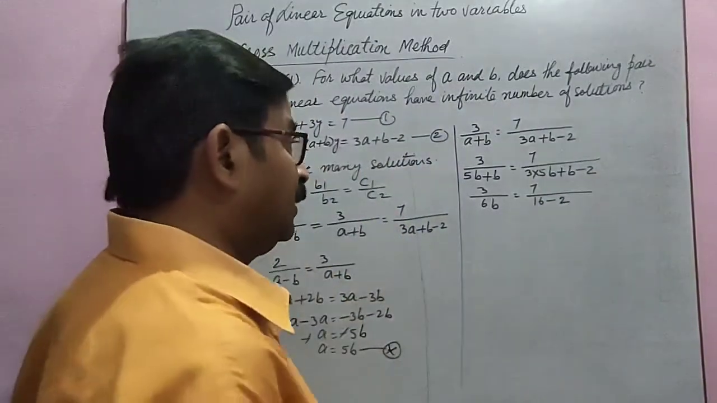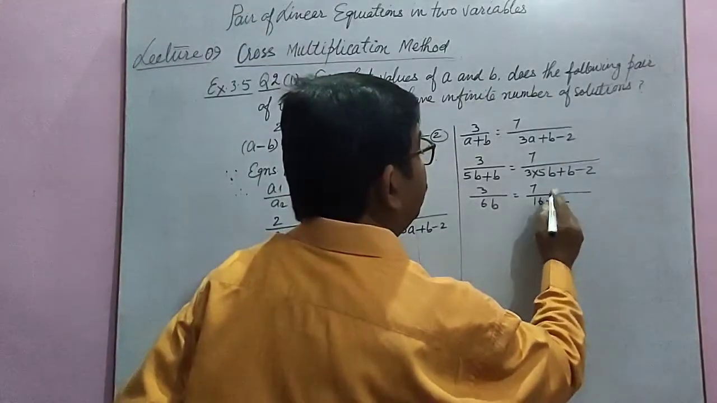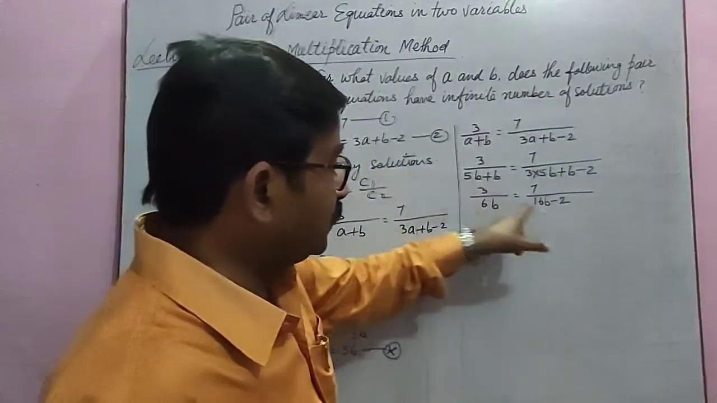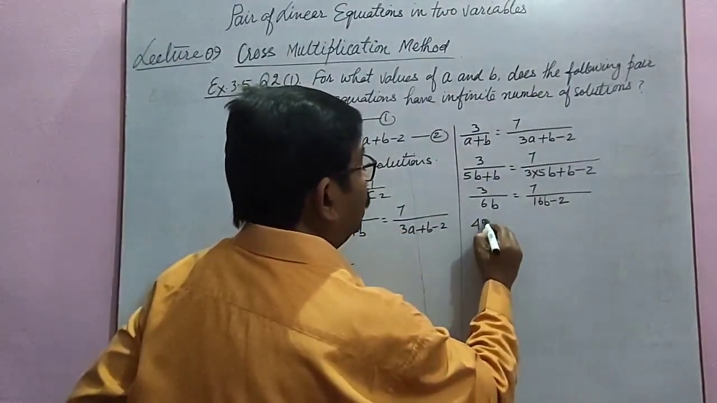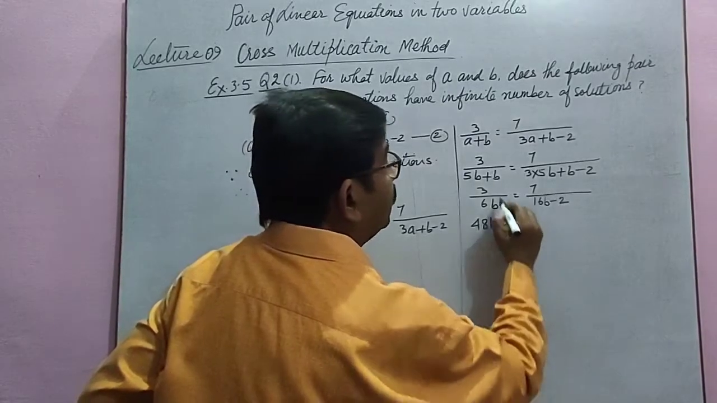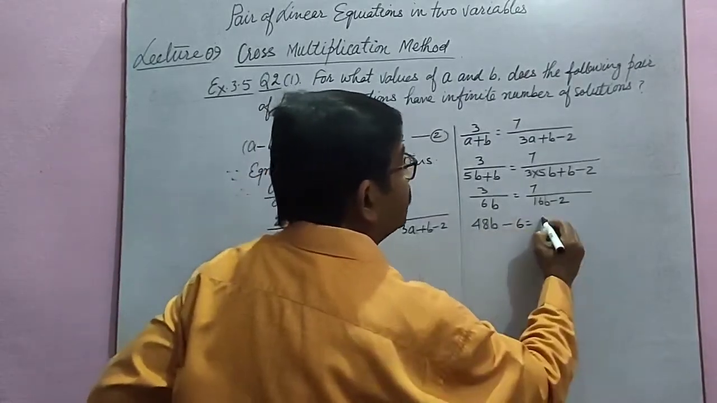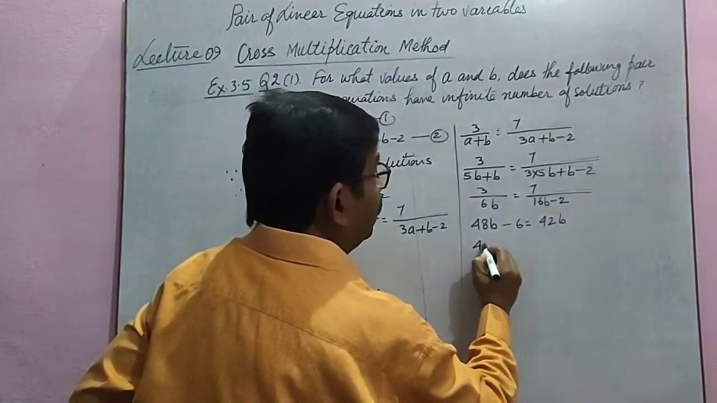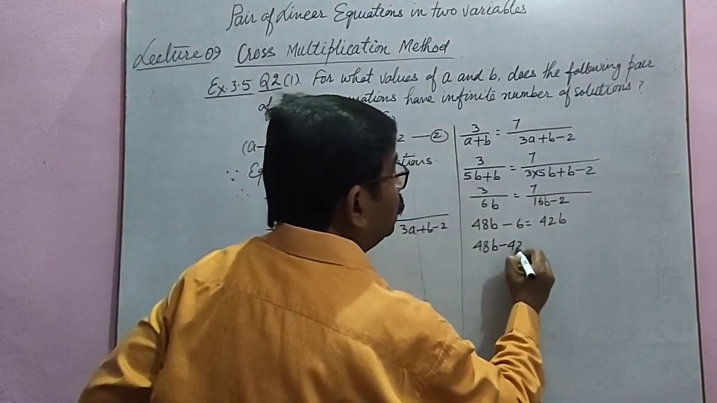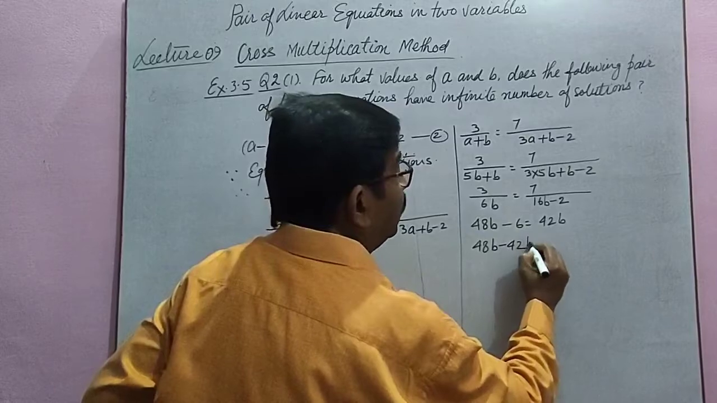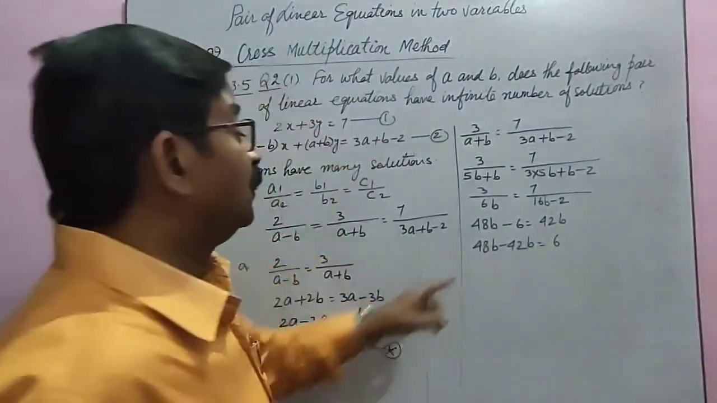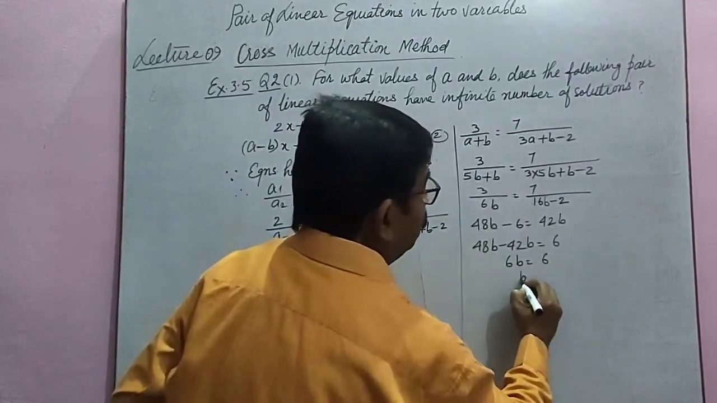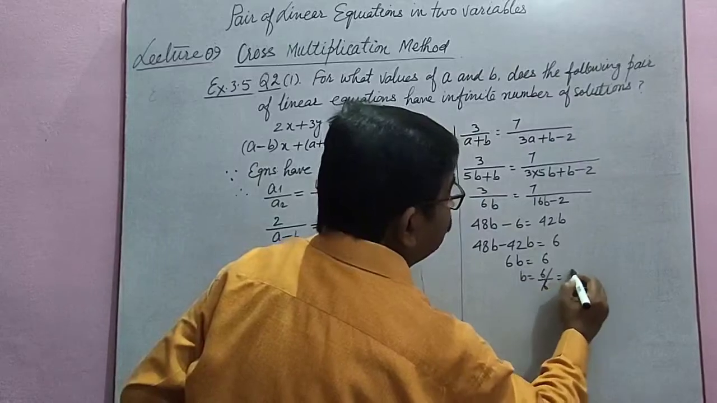Now cross multiply. We have 3 upon 6b is equal to 7 upon 16b minus 2. Cross multiply. 3 sixteens are 48b minus 3 twos are 6, and this side 6 sevens are 42b. Bring the b terms together: 48b minus 42b is equal to 6. 48b minus 42b, 6b is equal to 6. So b is equal to 6 upon 6, which is equal to 1.